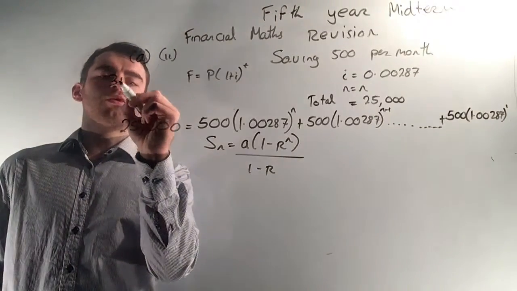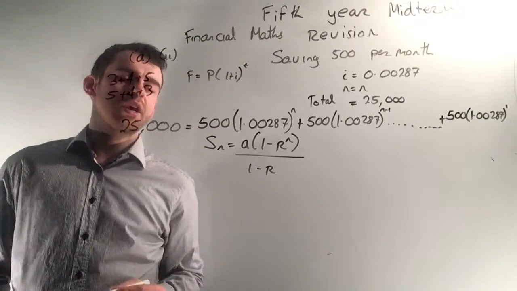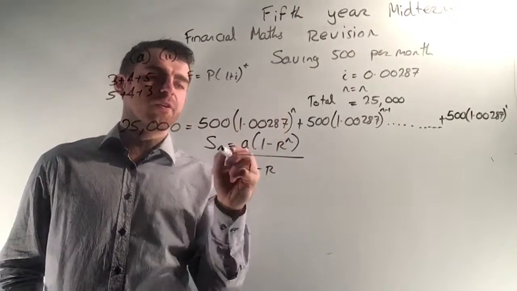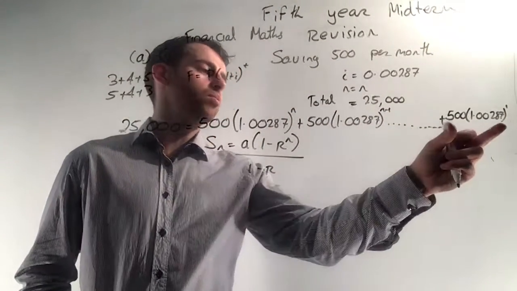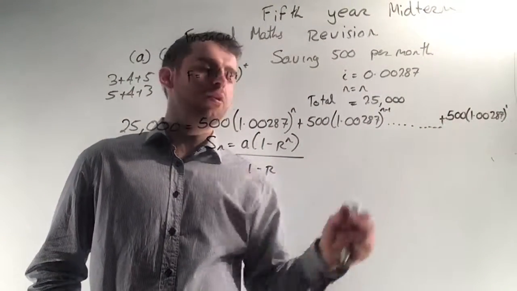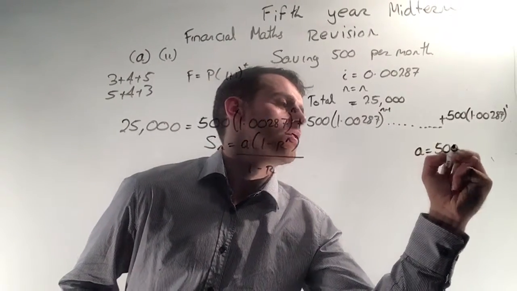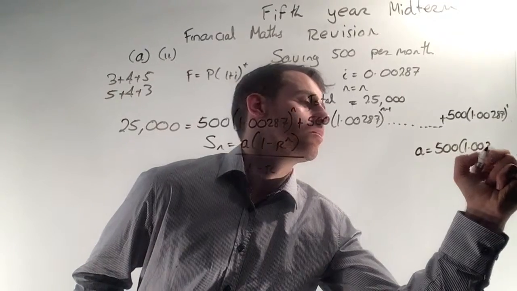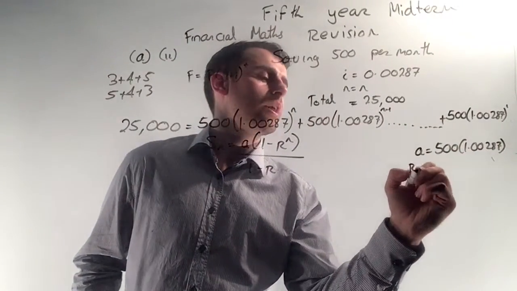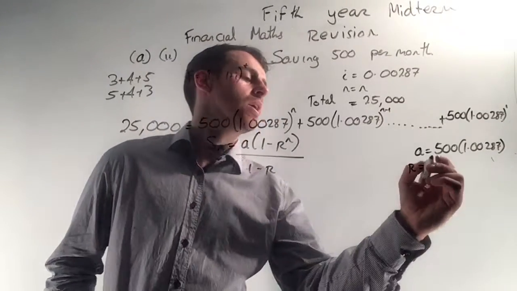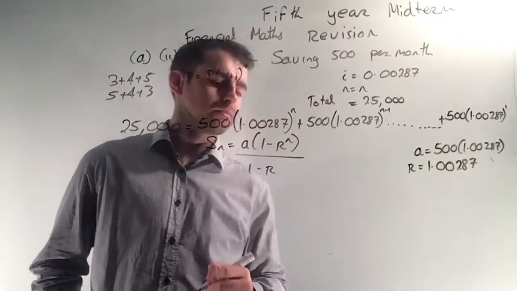Now, 3 plus 4 plus 5 is the same as 5 plus 4 plus 3. So rather than taking this as my first term, I'm going to flip it and say that that's my first term. It's much easier to use that because at least there are no unknowns there. So I'm going to say that my first term is equal to 500 times 1.00287. And the common ratio would be any term divided by the previous term. In this case, it's going to work out as 0.00287.